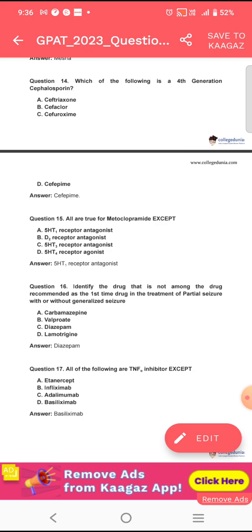All of the following are TNF alpha inhibitors except basiliximab. Okay, thank you. Up to this I am completing here, and I will share the different PDFs with you.